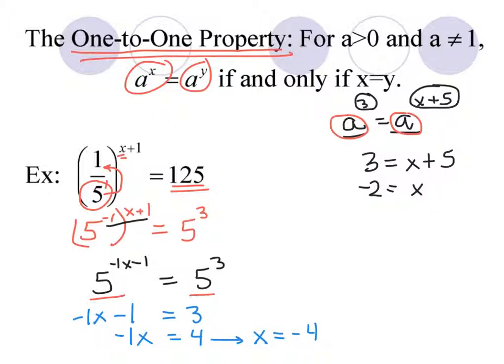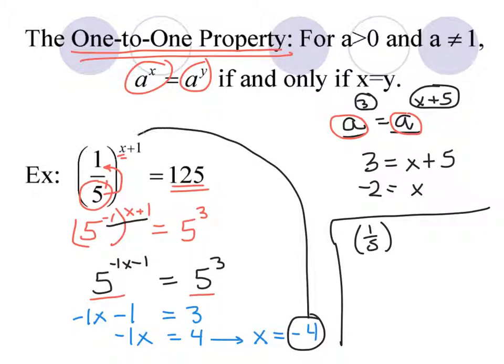Now, just to show you that this is true, let's take 1/5 and substitute in our negative 4 right there. That would be 1/5 to the negative 4 plus 1, which is negative 3. Now, let's carry our exponents through just to practice some exponent rules. That's 1 to the negative third over 5 to the negative third.